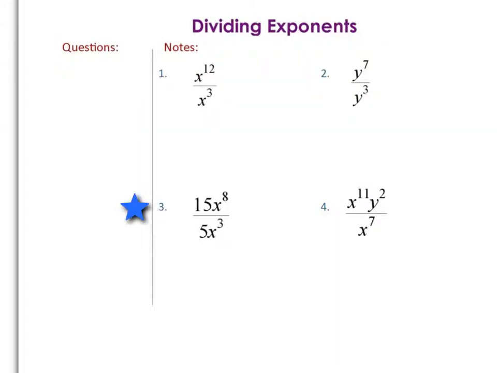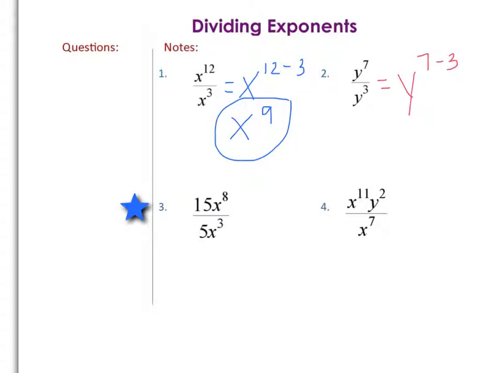Here's some examples. We'll start off with this top one. I have x to the 12th divided by x to the 3rd. Well, this becomes x to the 12 minus 3. Well, 12 minus 3 gives me x to the 9th. Not that bad. Y to the 7th over y to the 3rd. Well, I do my top exponent minus my bottom exponent. So y to the 7 minus 3, or y to the 4th.